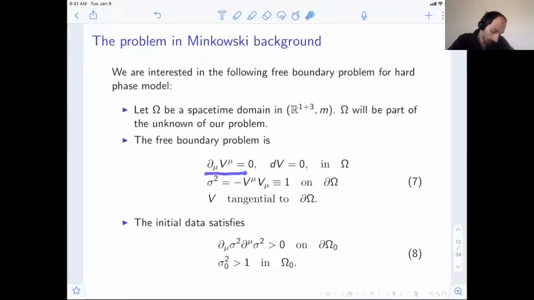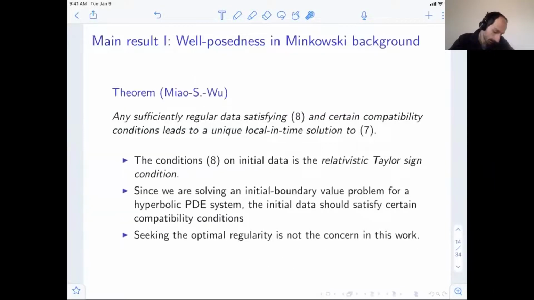So divergence B is 0, dV is 0, and the domain is an unknown, right? It's part of the unknown omega. And we want the enthalpy to be 1 on the boundary. We want V to be tangential. And like I said, we want the pressure to increase as we go inside, so it's 1 on the boundary and then bigger than 1 inside. Okay, so that's what we're looking for. And the result is, of course, that if you give me the right type of initial data, there will be a local in time solution.